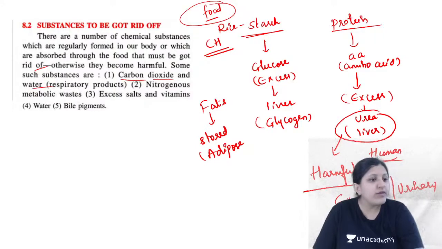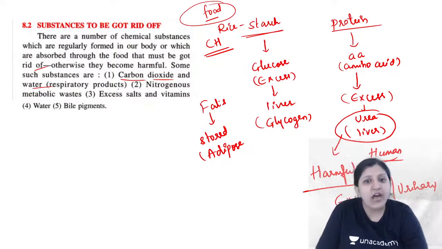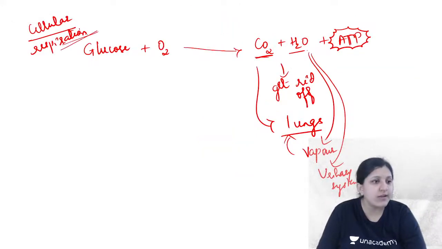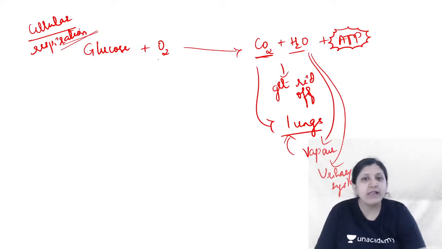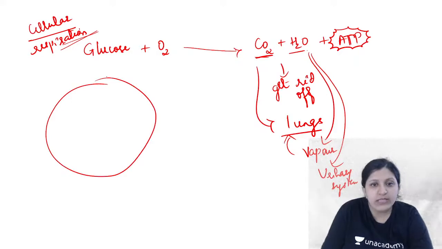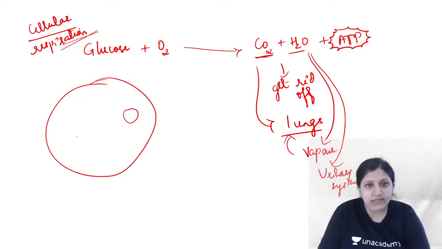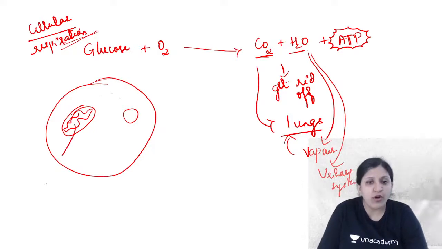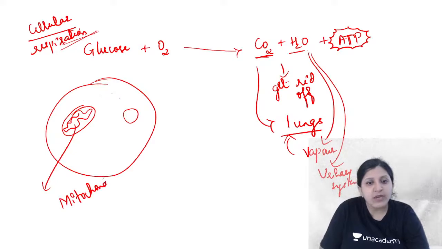So one thing we saw was carbon dioxide and water, which are actually the respiratory products. As you can see, this occurs in the cell. Let's say this is the cell now. This cell has a nucleus here, and in the cytoplasm certain steps will occur. Mainly the ATP synthesis occurs in the mitochondria. Mitochondria is where cellular respiration occurs.